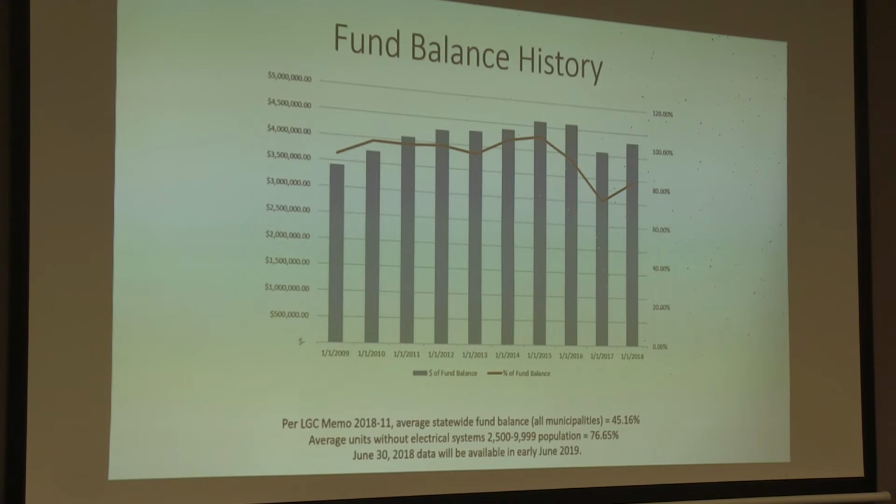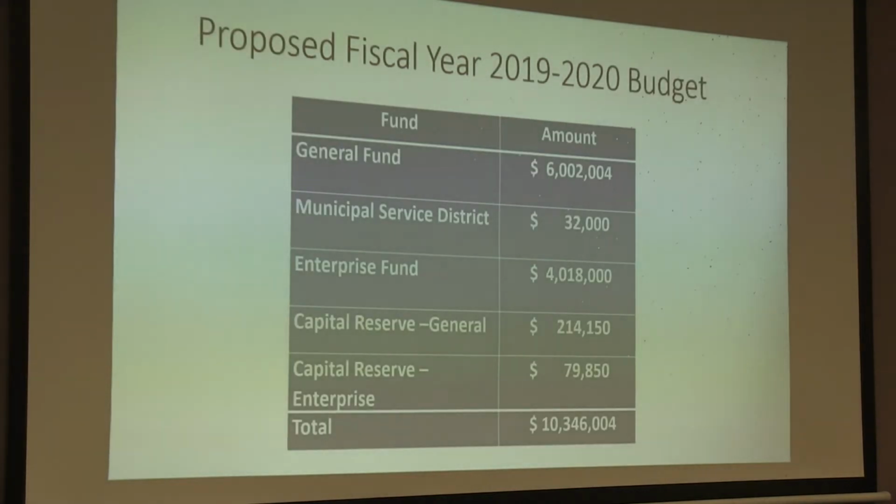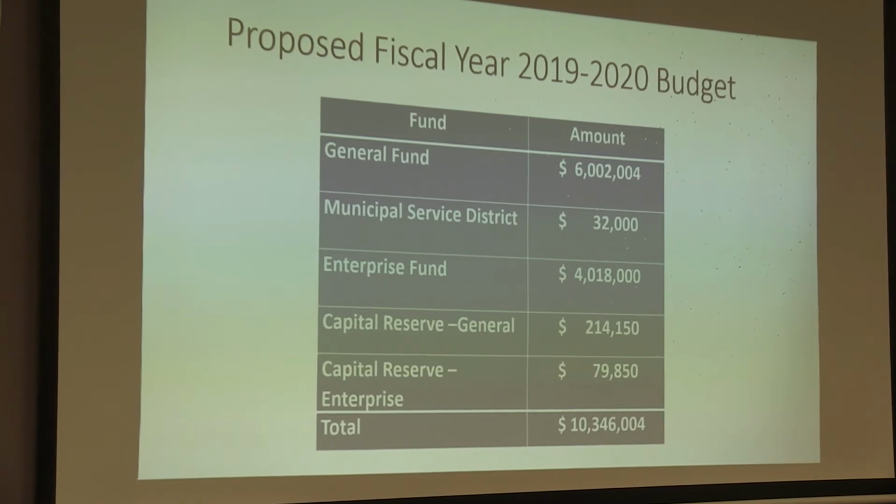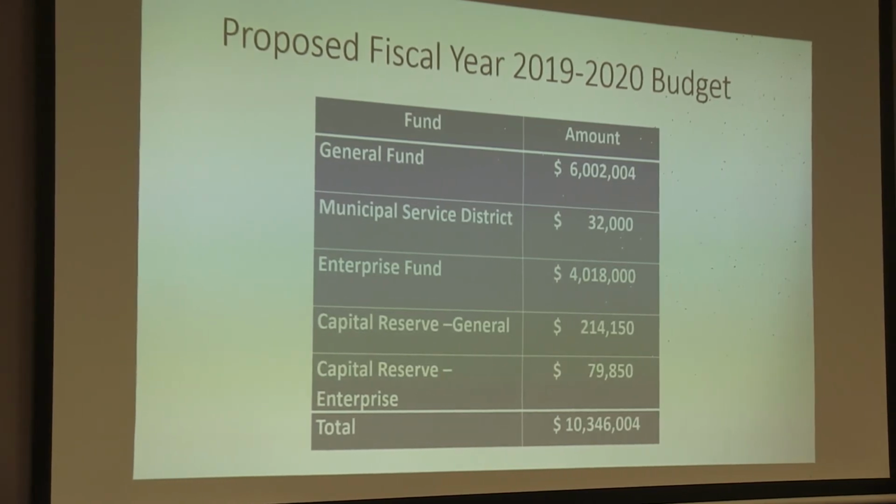The total recommended budget for the upcoming year is $10,346,004. You have a chart that shows you the $6 million plus in the general fund, which is of course the largest fund. The municipal service district is shown in the enterprise fund. Those are the three you operate through. And then there are two capital reserve funds that are listed in that total.